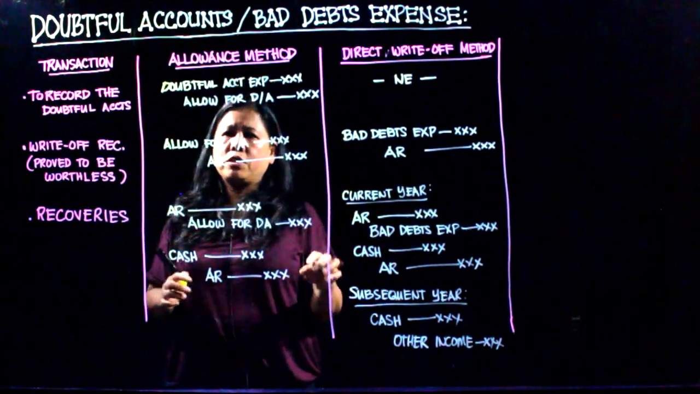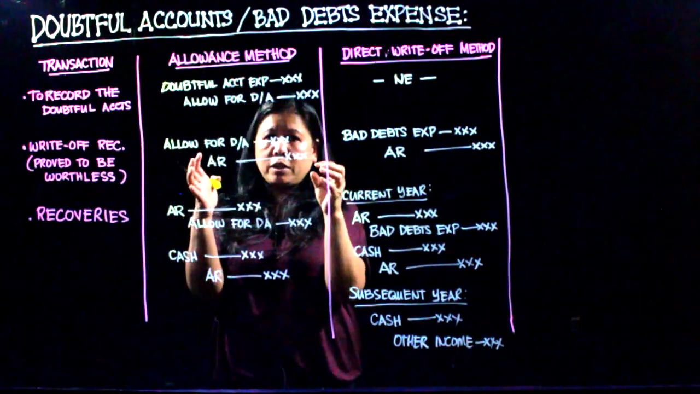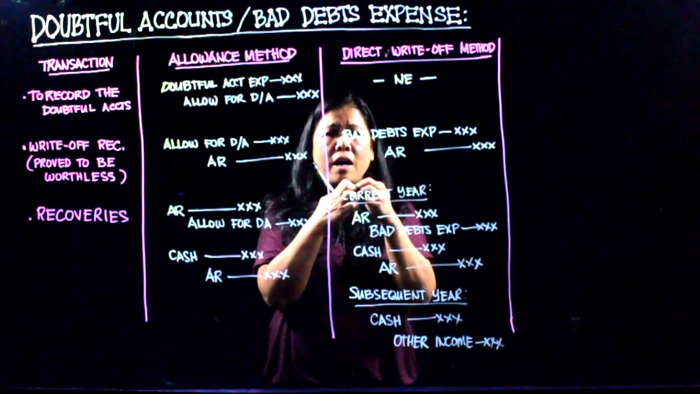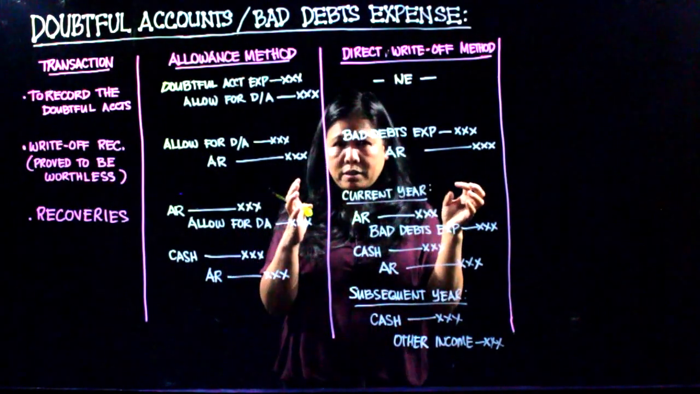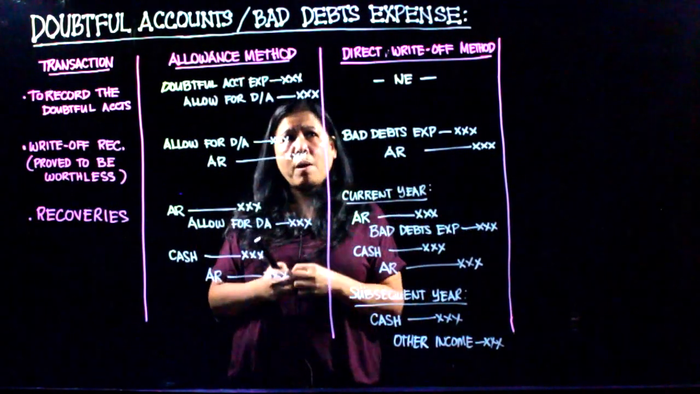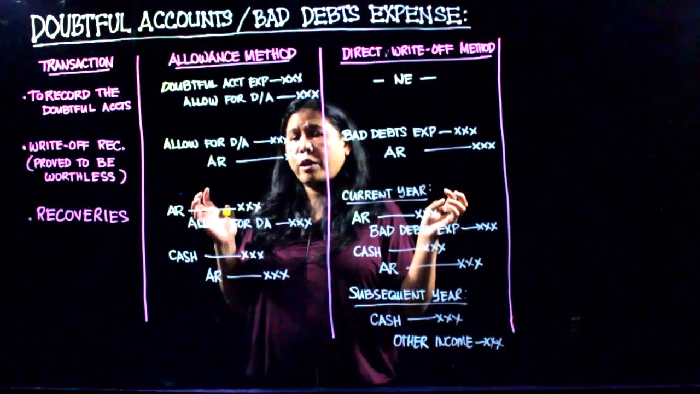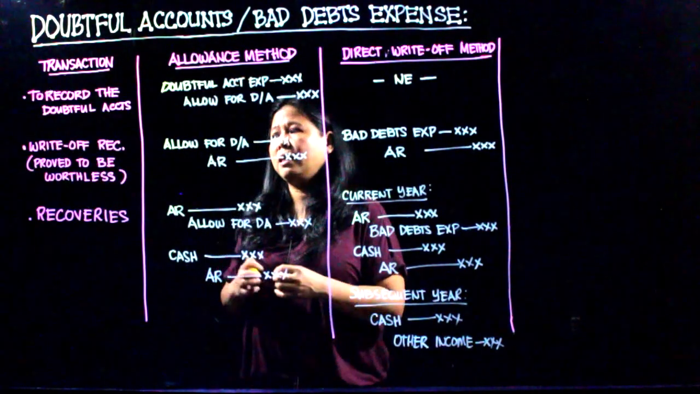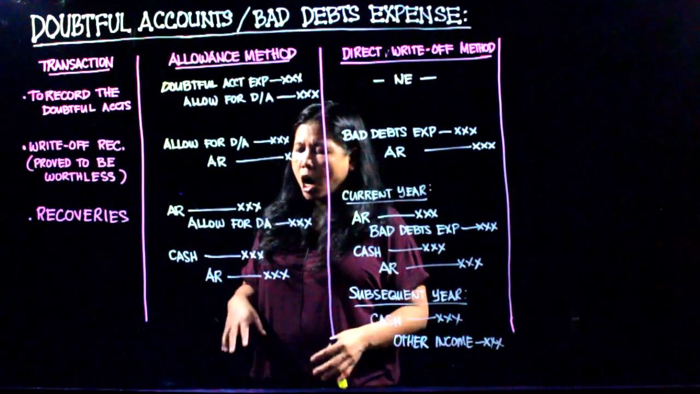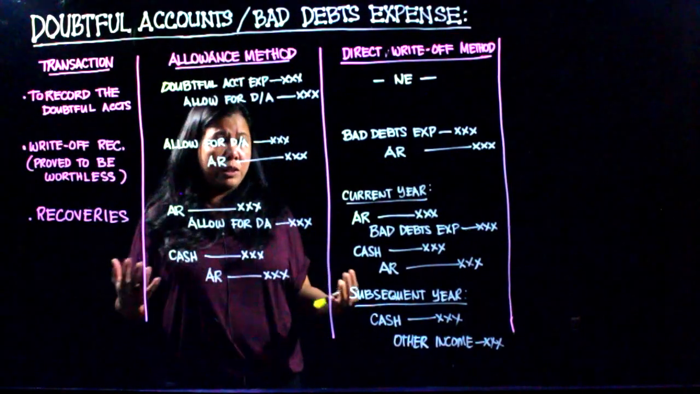Under allowance method, we debit allowance for doubtful accounts and credit accounts receivable. Then on the direct write-off, this is the only time we recognize the bad debts expense. So we debit bad debts expense and we credit accounts receivable. Remember, on direct write-off, we don't recognize any bad debts expense until the accounts receivable is proved to be worthless. All right. Recoveries are the collections of accounts receivable previously written off.